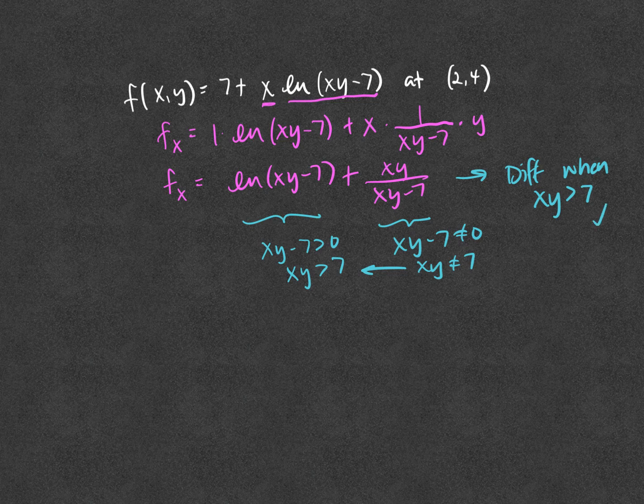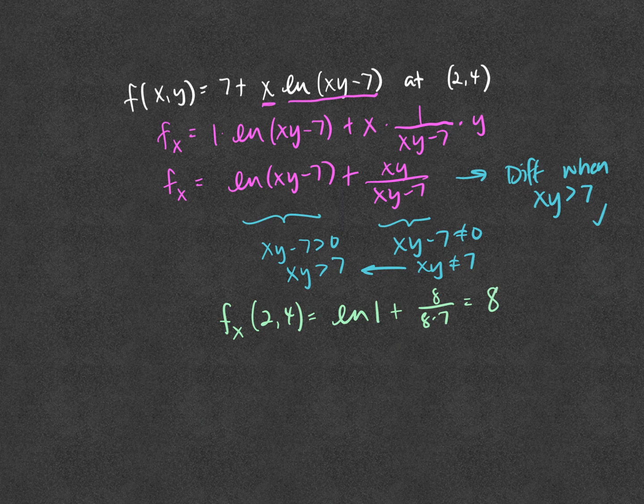So let's go ahead and plug in (2, 4). This value at (2, 4) is natural log of (8 minus 7), which is natural log of 1, plus 2 times 4, which is 8, over 8 minus 7. So natural log of 1 is 0, so we have 8 over 1, which is 8.